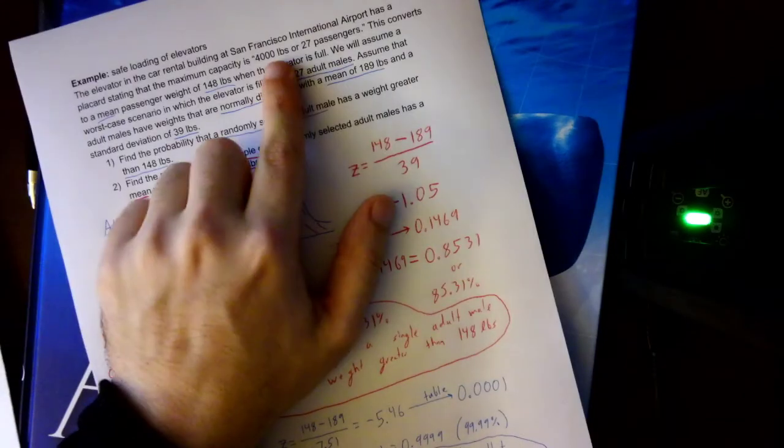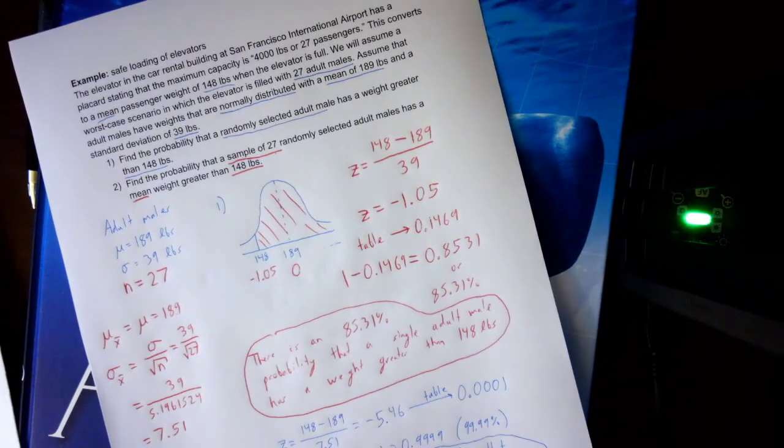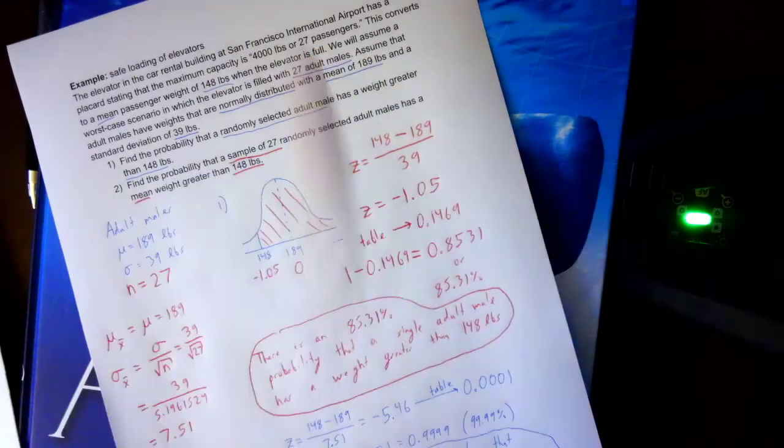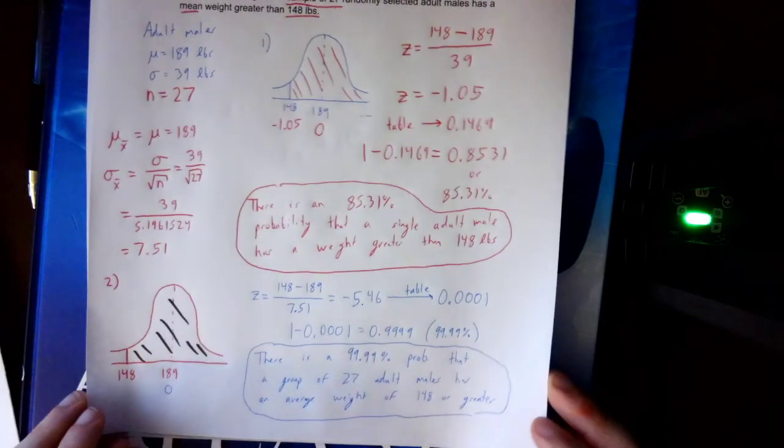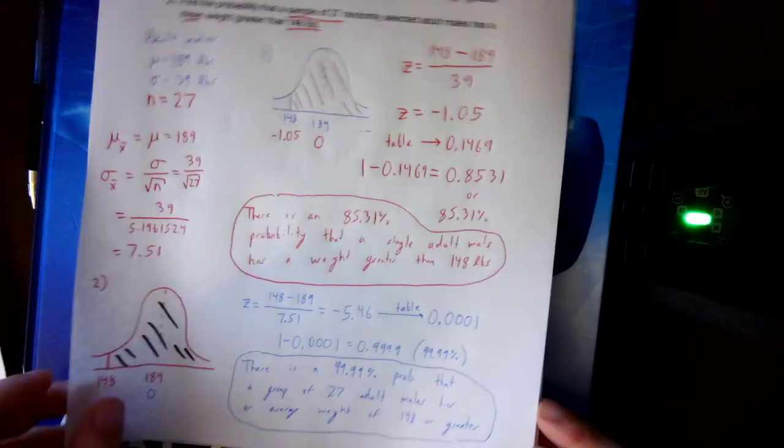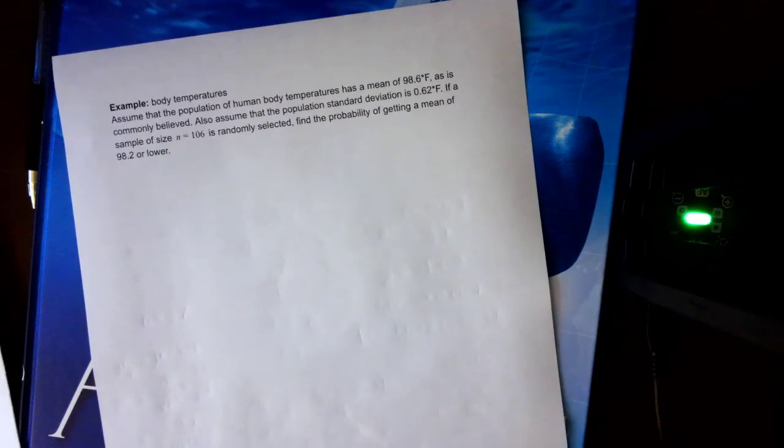The 4,000 pounds, that can be true, right? You know, you can determine at what weight limit the elevator would break. The 27 passengers is the number that's iffy, right? That's where we have some issues. So, that second part uses our new techniques. Let's take a look at another example of these new techniques. That's going to be slightly different.